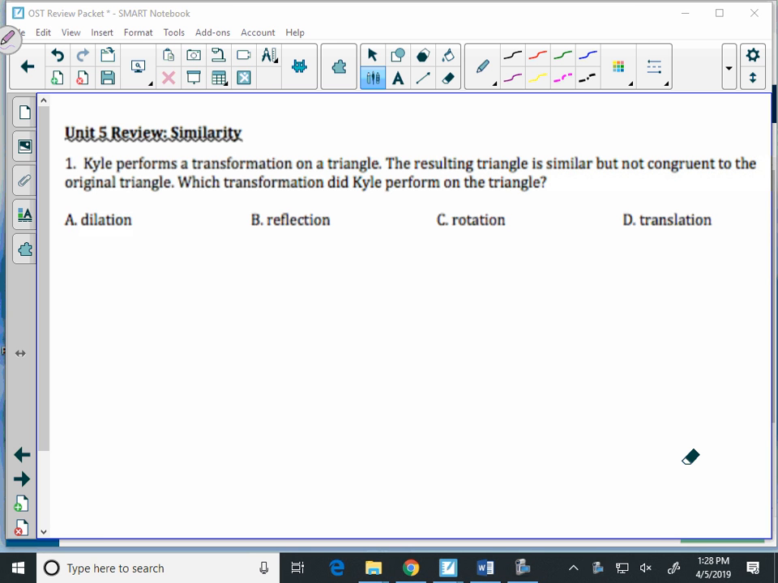Right, this is a multiple choice question. It doesn't say anything about select all that apply. So to figure out which one of these is the right answer, we just have to know which is the only transformation that creates similar figures. And that transformation is a dilation. Dilations make similar figures, and a dilation combined with the other transformations will always create similar figures. Reflections, rotations, and translations, if they are not done with a dilation, will always create congruent figures.